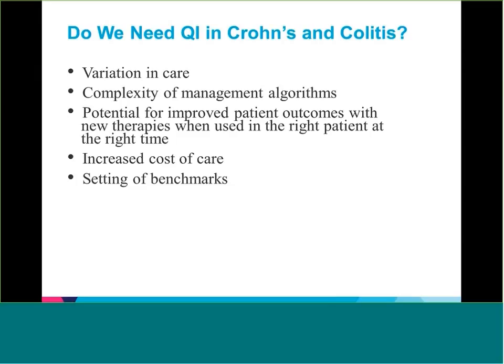So do we need quality indicators in Crohn's and colitis? Absolutely. I think that it's pretty well established that there's variation in care, which is the enemy of quality. There is complexity of the management algorithms, and so there's too much opportunity, we didn't go into this in great detail, but there's too much opportunity for variation in care that's based on the complexity of these illnesses. There's the potential for improved patient outcomes, which is what all of us really want with new therapies, but we want to use them in the right patients at the right time.